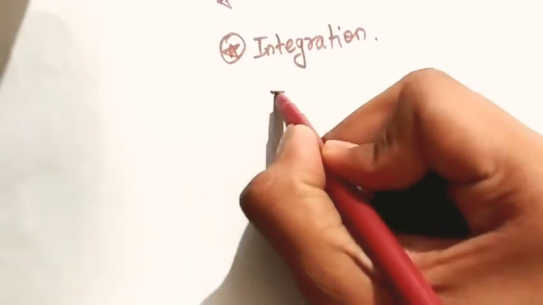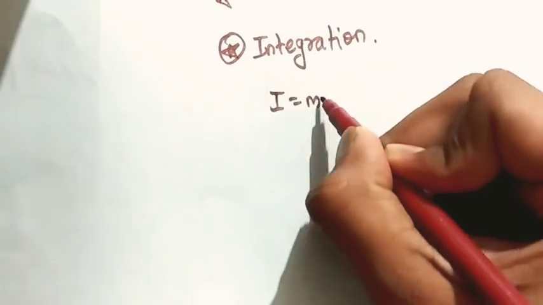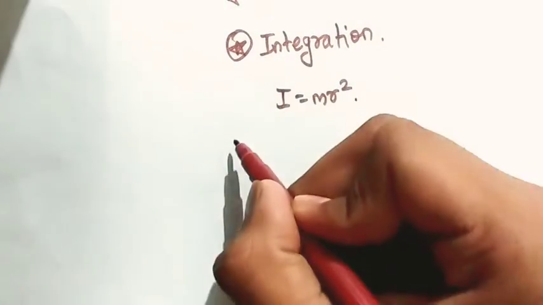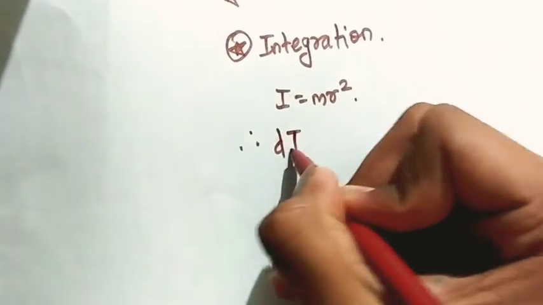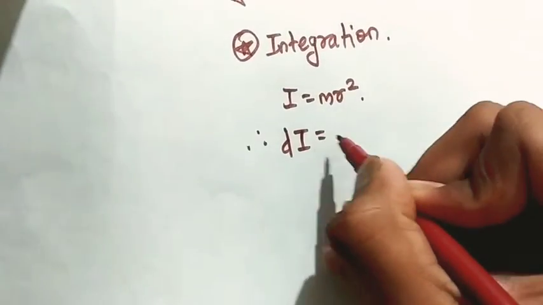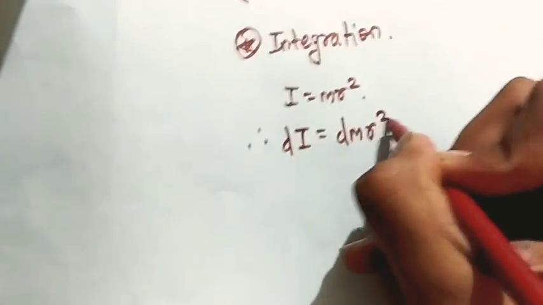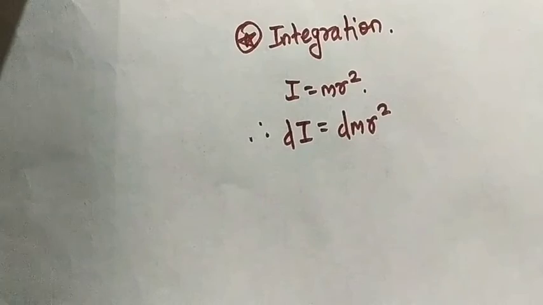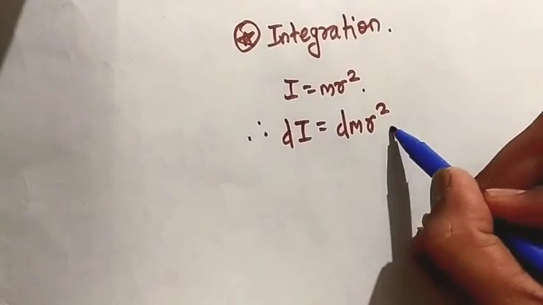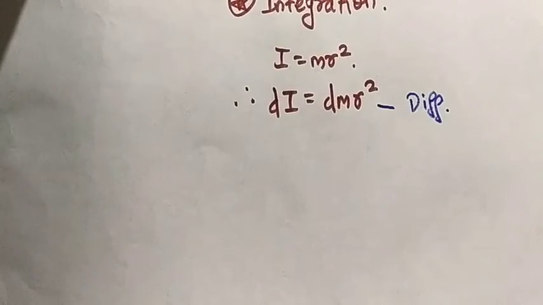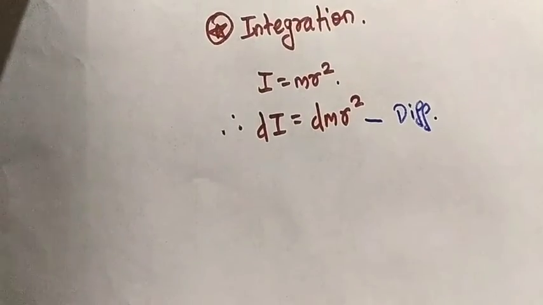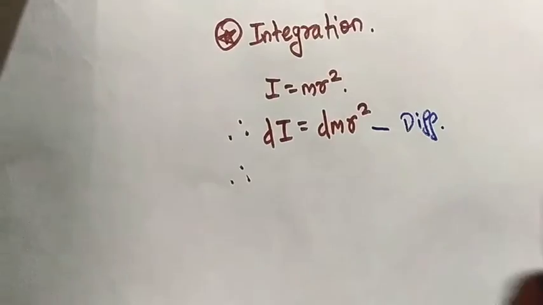So we know that I is equal to m r square. We saw it. First of all, differentiate both quantities. So d means differentiating: dI is equal to dm r square. Here I write differentiating. And now we are going to integrate.